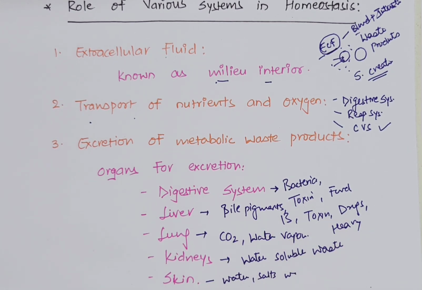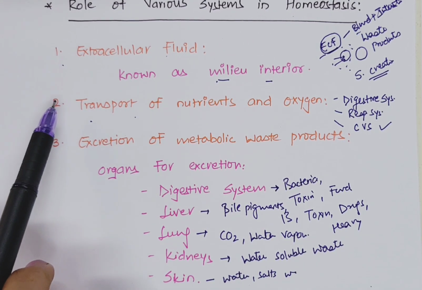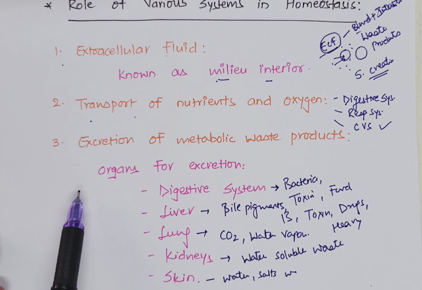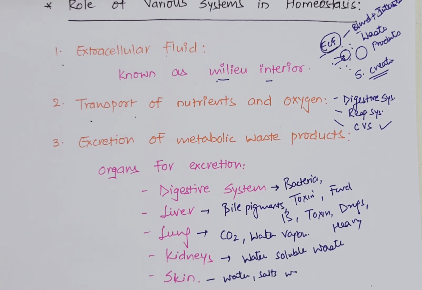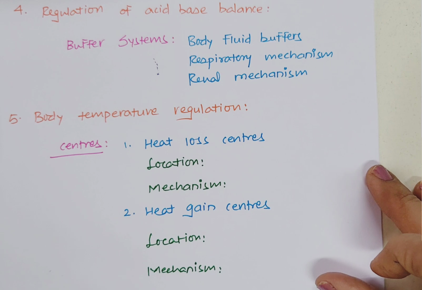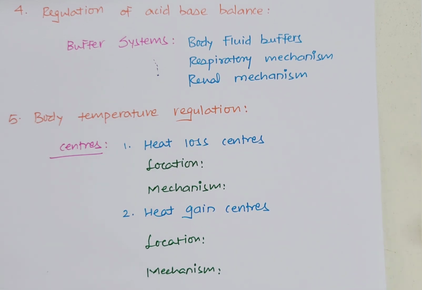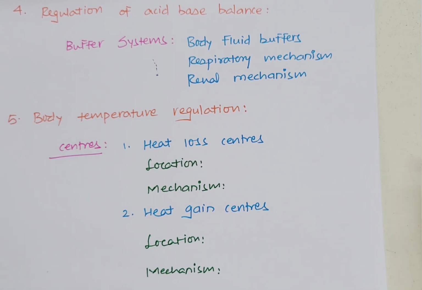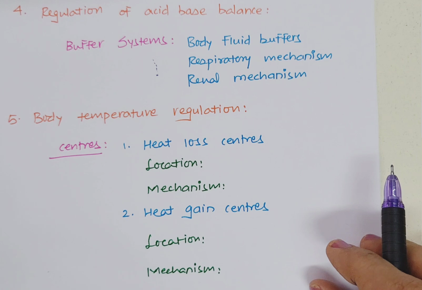Okay. So three systems we have discussed. Will continue. One, that is extracellular fluid. Second is nutrient and oxygen transport. Third, that is excretion of metabolic waste products. Fourth, that is regulation of acid-base balance. Our pH is very important for various enzymatic reactions.